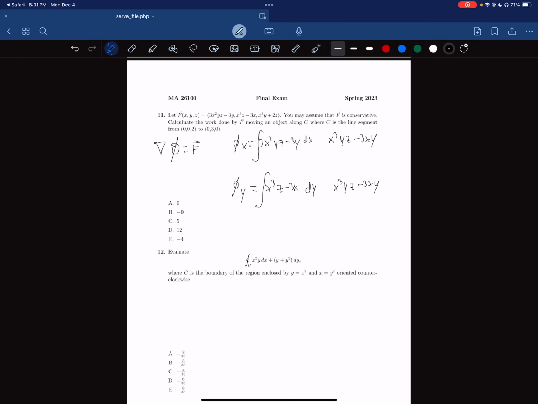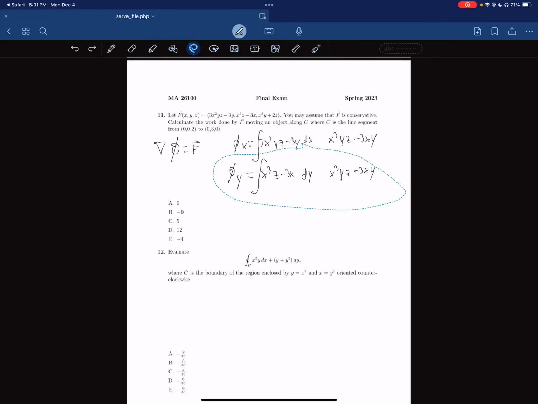And when these are looking similar or identical, we know we're on the right track. So that's always a good thing. Let me move these up a little bit just to give myself some more space. Okay, finally, for z, we have x cubed y plus 2z, integral with respect to z, and that is equal to x cubed yz plus z squared.